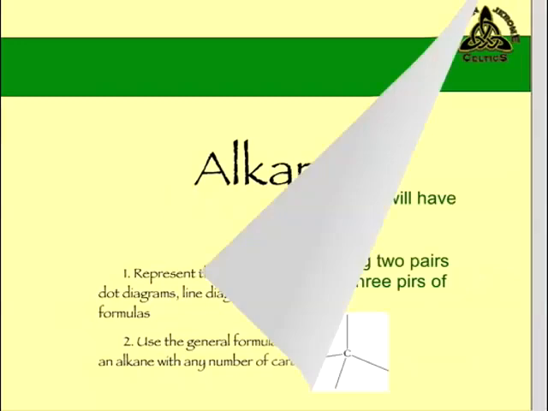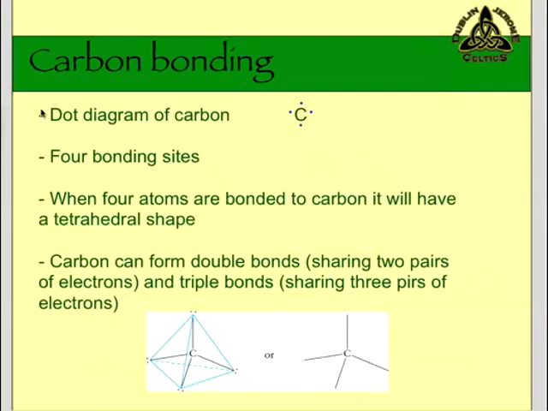Okay, so the first thing we're going to take a look at is how carbon bonds. We've talked about this a little bit before when we did dot diagrams. You can see the dot diagram of carbon right here. Carbon is sort of special because it has 4 single dots, which means that it has 4 bonding sites. And when 4 atoms are bonded to carbon, it will have a tetrahedral shape, as you can see in the picture down here.